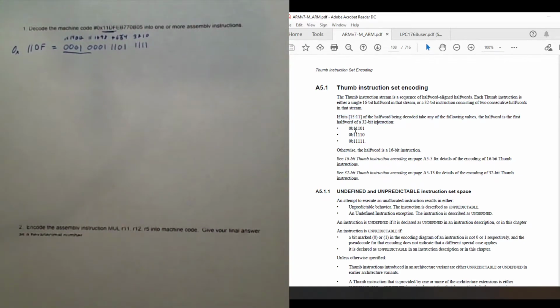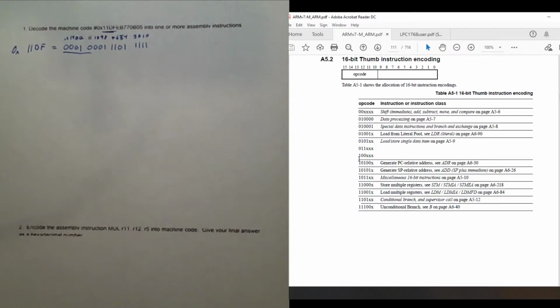And I can see that it doesn't start with 111. So this is not a 32-bit instruction. That means it's a 16-bit instruction. And I'm going to click through on the 16-bit instruction encoding on page A5.5 to get to the 16-bit Thumb instruction encoding. So we know that this is a 16-bit instruction. I don't have to worry about the next 32 bits yet, or getting the next 16 bits yet. So let's just decode this one and see what it is.